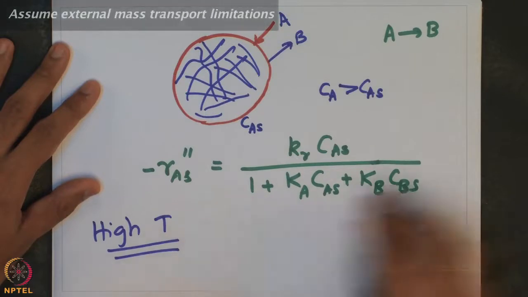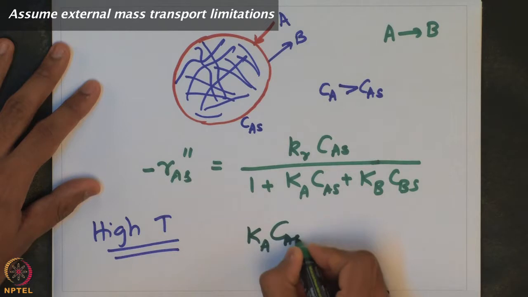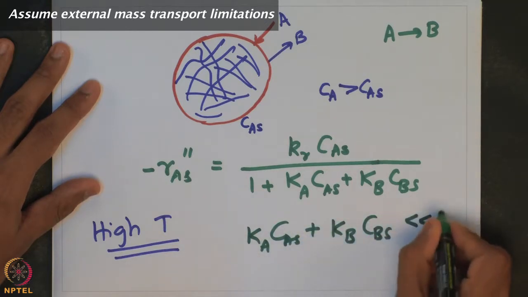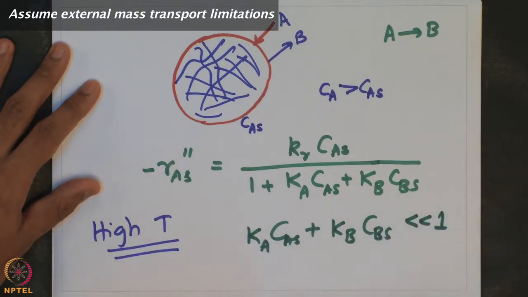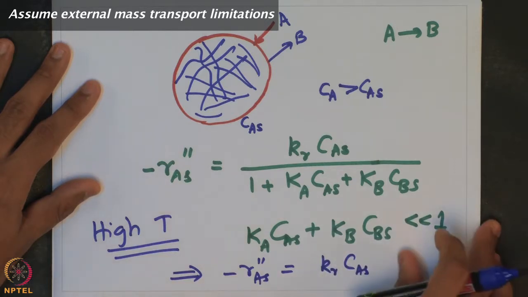So, let us assume that it is operated at a high temperature, and typically at high temperatures Ka into CAS, which we have already seen in one of the previous lectures, is much smaller than 1. Therefore, in such a condition we can assume that the surface reaction rate based on the surface area is given by Kr into CAS, where Kr is the intrinsic rate constant, and CAS is the concentration of the species close to the surface.